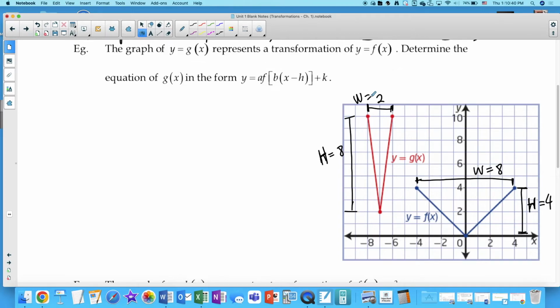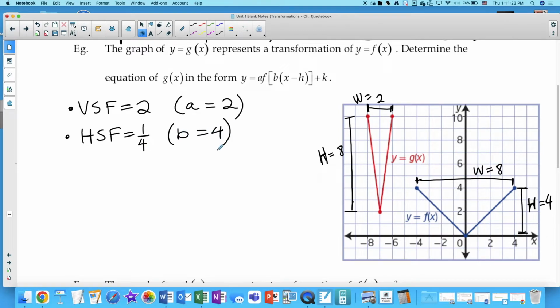Okay, so we've ruled out reflections. There has been a vertical stretch factor, though. What is the vertical stretch factor here? Yeah, and that is our A value. Horizontally, what's the stretch factor? 1/4. It's a quarter the width of the original. So horizontal stretch factor is 1/4. So what's the B value? 4.